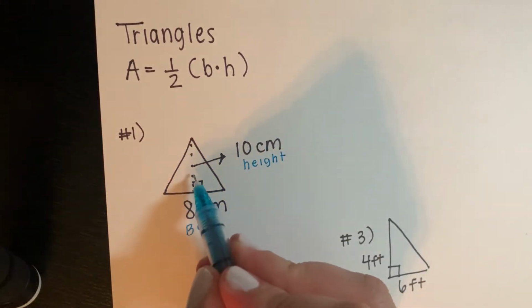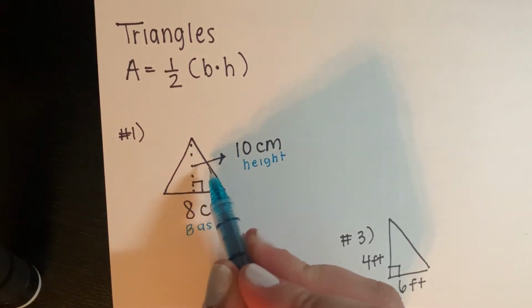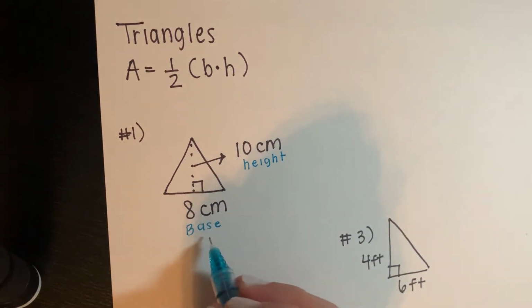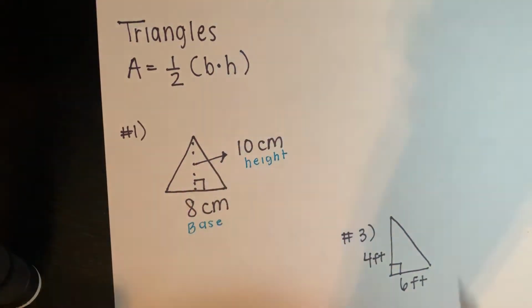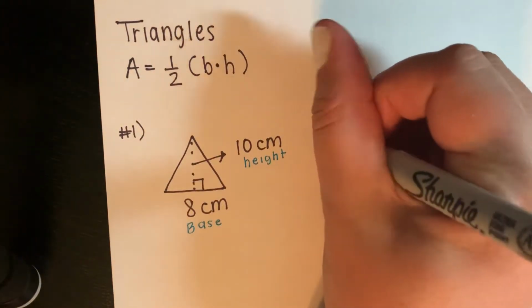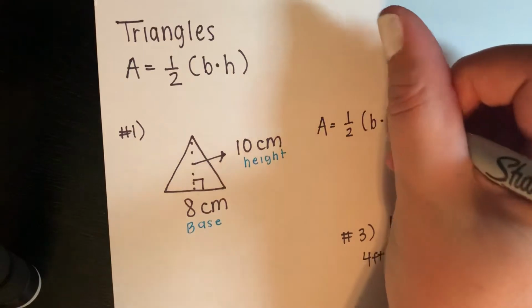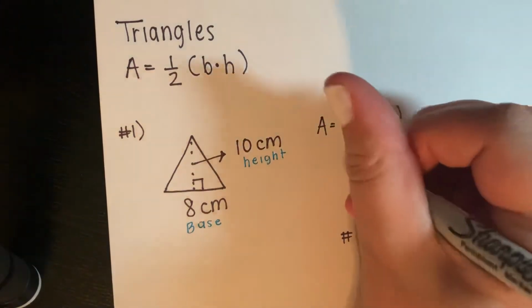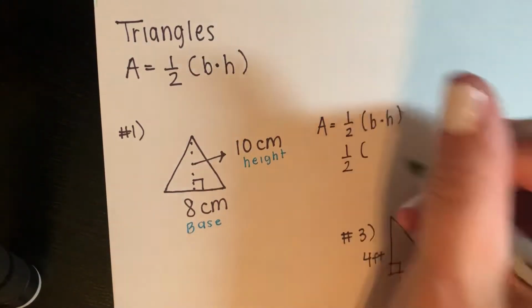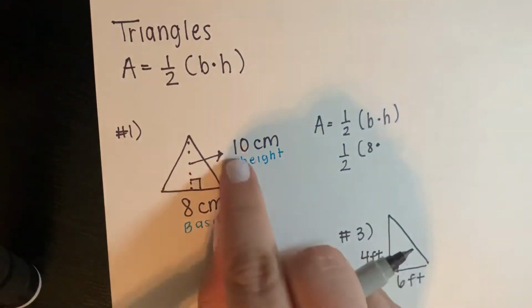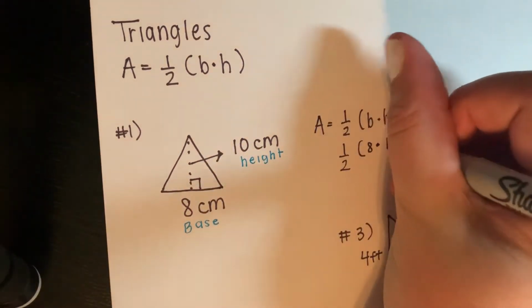Notice that there are dots going up. That is trying to reference to you that that is considered the height, with 8 as the base. So when we are working on this problem, we have area equals 1/2 base times height. So we have 1/2, my base is 8, times my height, which is 10.